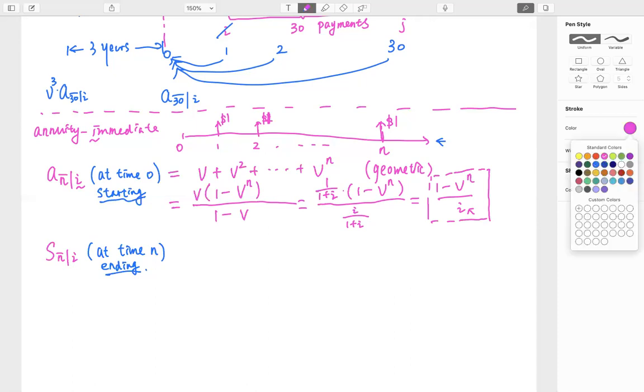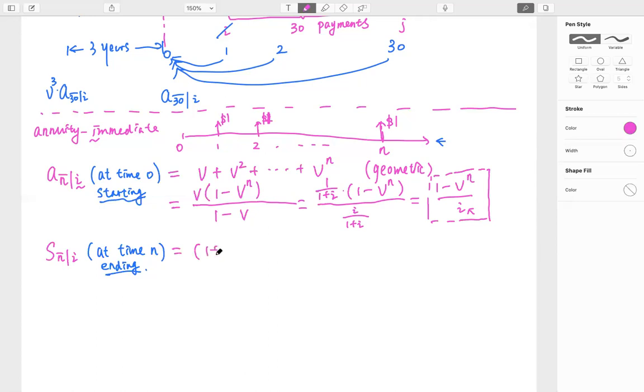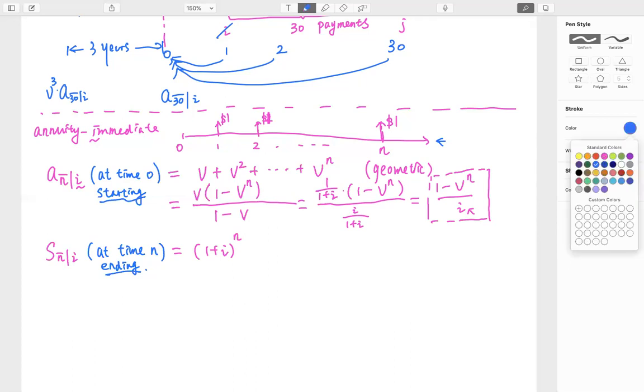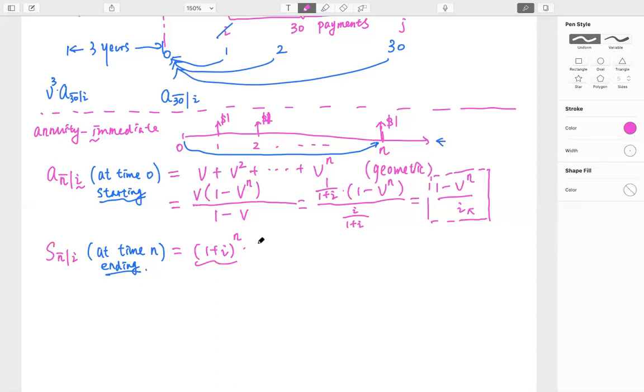So for the future value, it's nothing but, from time 0 to n, all I need to do is to convert from 0 to n. And the way I do it is by times the accumulated value factor. So you have this easy relation, so you can easily figure out the formula. But of course, we can write down what it is.